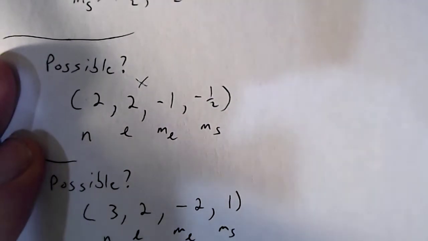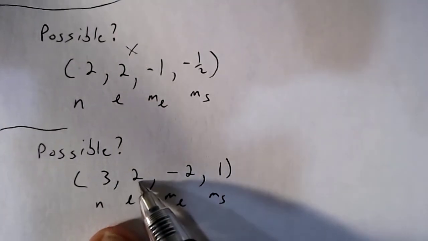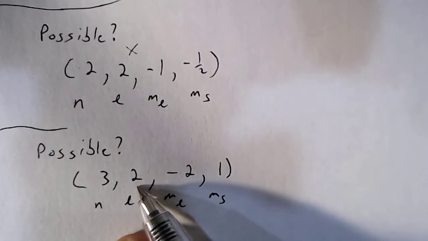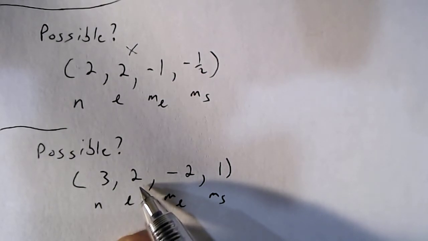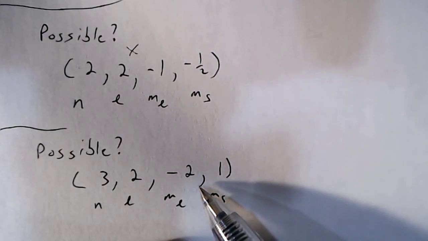What if n were equal to 3? Could L be equal to 2? Sure, L can range between 0 and n minus 1. If n is equal to 3, then L could be equal to 0, 1, or 2. Now, if L is equal to 2, could ML be equal to negative 2? Sure.